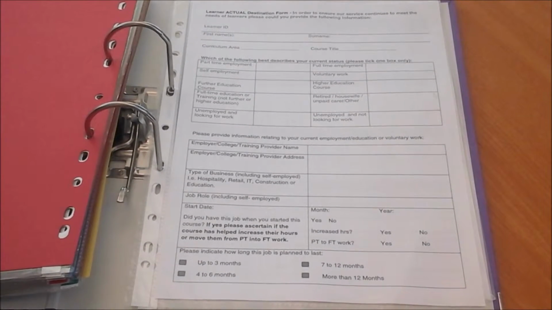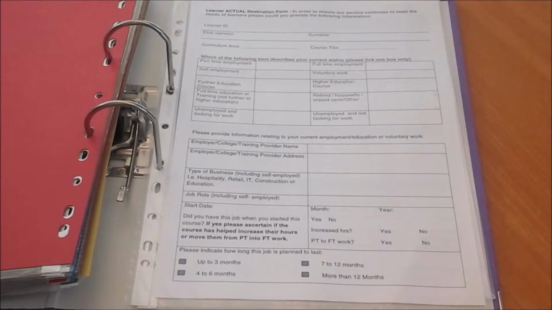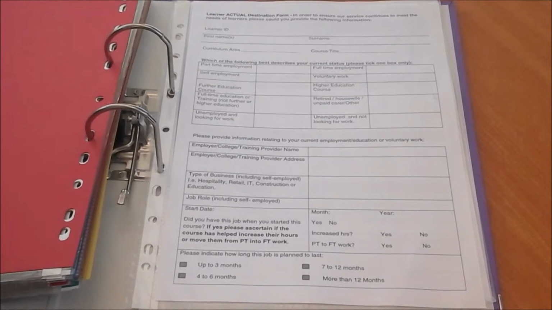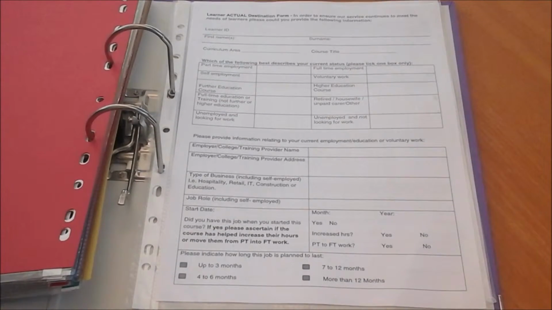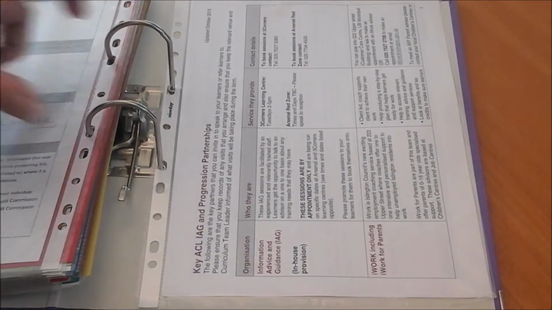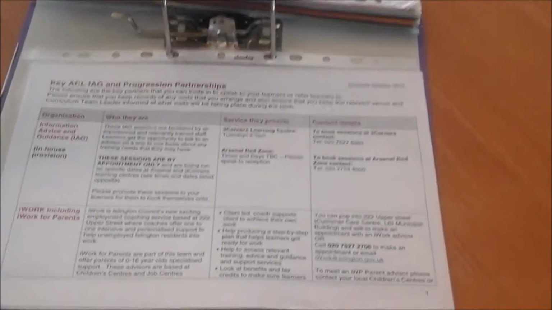Once completed, this should be scanned and returned to the relevant hub officer covering the area where this course has been delivered. Finally, you'll need the details of key ACL, IAG and progression partnerships.